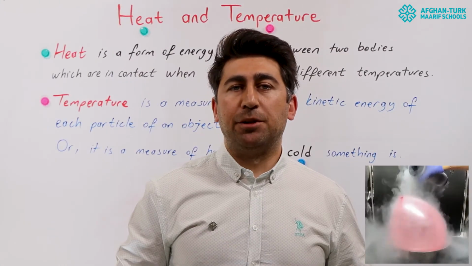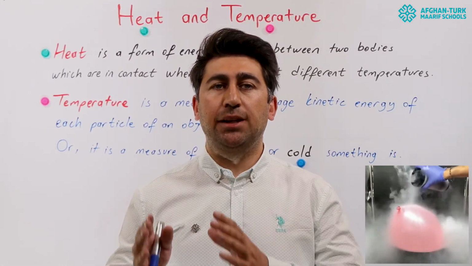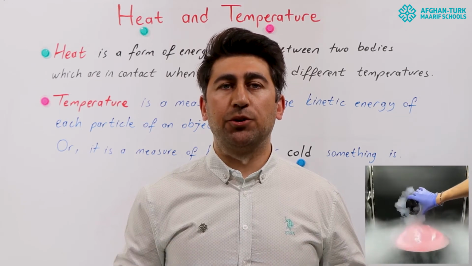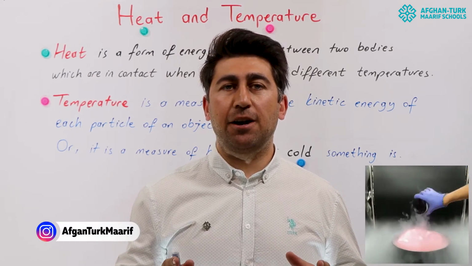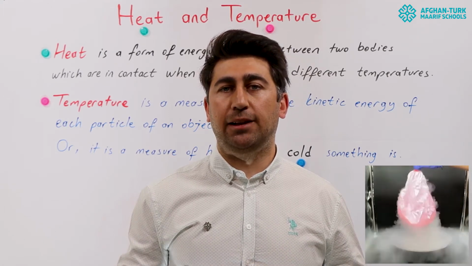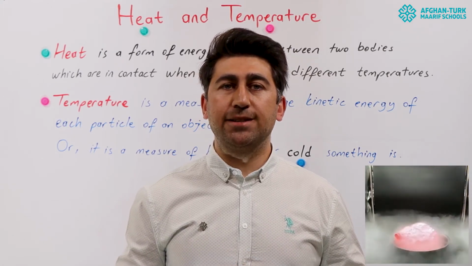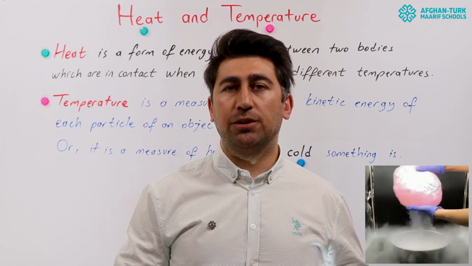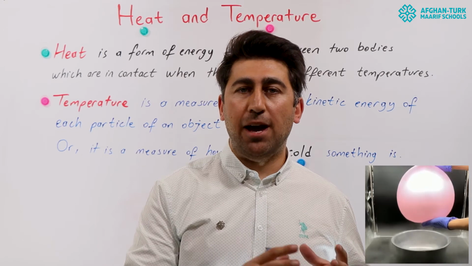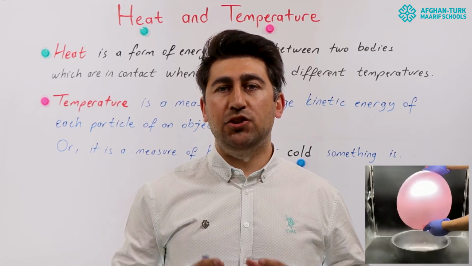This is a nice experiment showing the relationship between volume and temperature. When liquid nitrogen with a boiling point of minus 195 Celsius is poured on the balloon, the temperature of the balloon drops suddenly. The volume of the balloon decreases in direct proportion to the temperature. The law describing the relationship between volume and temperature of gases is called Charles' law.